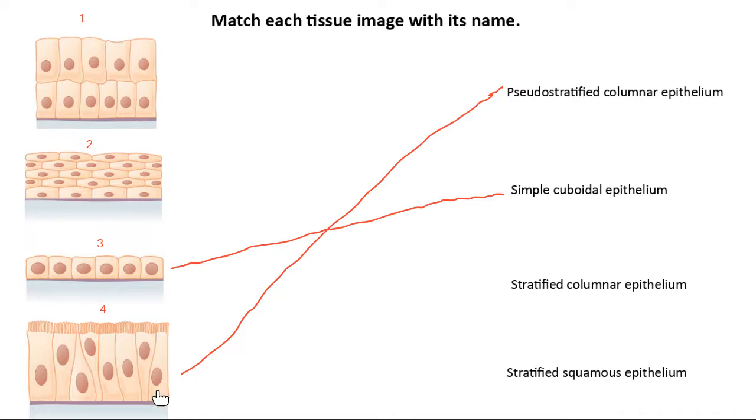We will compare what simple columnar looks like to this pseudo stratified columnar in class today, so you can see how those things are different.